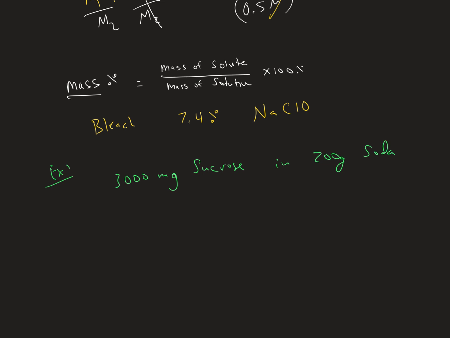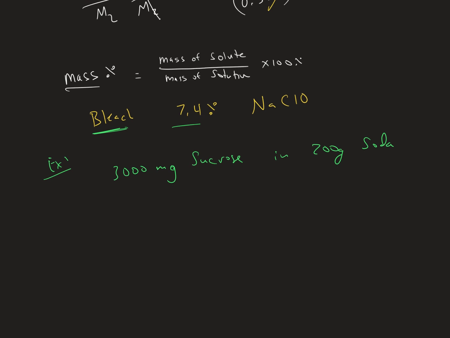What was your bleach example of? It's just, so bleach, the stuff you bleach your clothes with, is 7.4% by mass of sodium hypochlorite. Just an example of what is measured in percent mass.